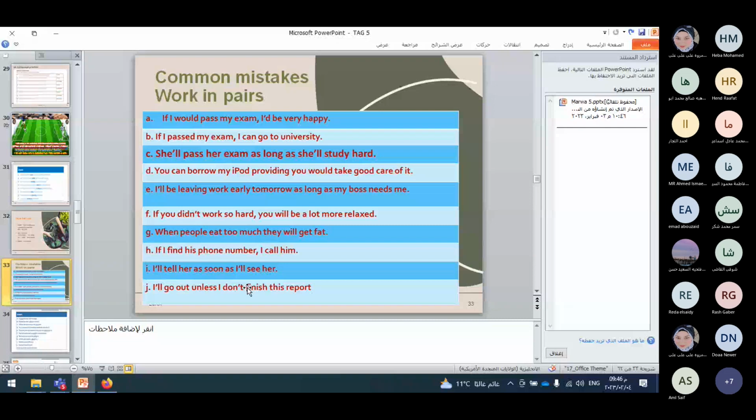Yes, and we can use "if". You can use "if". I'll go out if I finish this report. Very good. Excellent. This is how they correct it in the model answer J. Have a look on the slide. I'll go out if I finish this report.